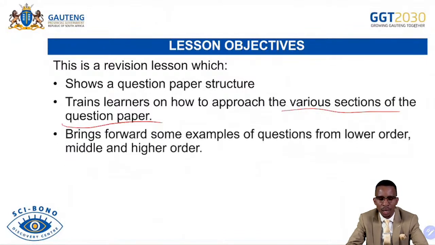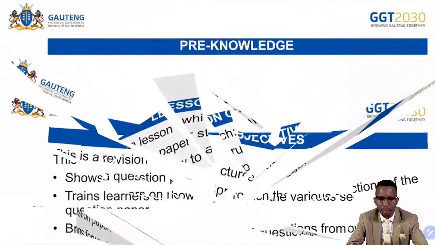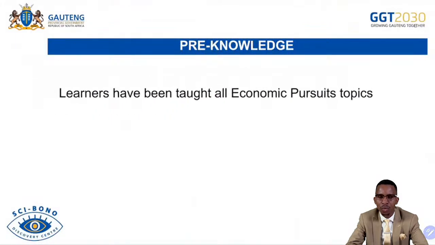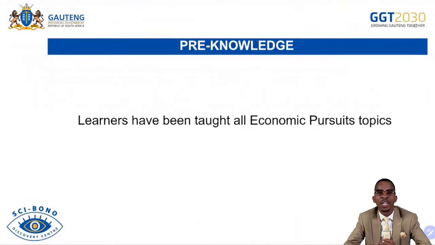It brings forward examples of questions from lower order, middle order, and higher order from previous question papers. It is believed that you are already well informed about all topics under economic pursuit, which include protectionism and free trade, economic growth and development, industrial development or regional development, as well as economic and social indicators that have been taught. Right now, we are just making you familiar with the questioning order and the structure.